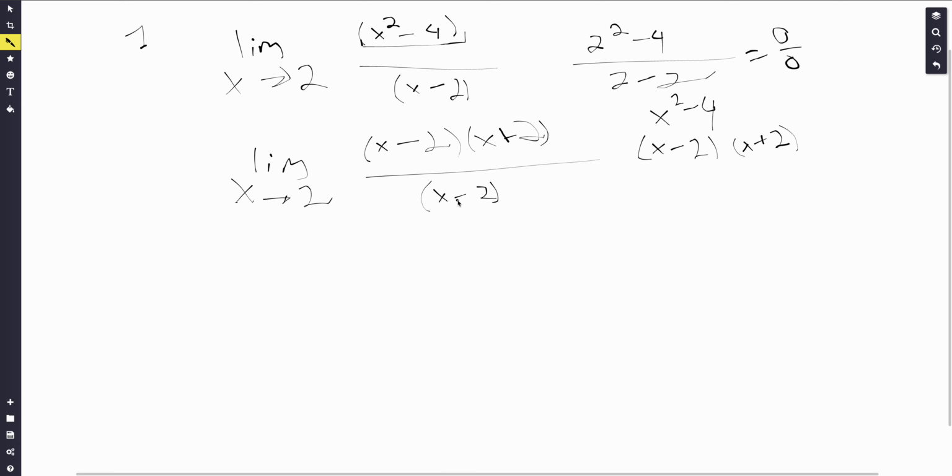Now this becomes simpler because using our algebra skills, we know that this can factor out. These two cancel out, and that becomes limit as x approaches 2 of x plus 2. And now all we have to do is plug that 2 back in, because this one satisfies the equation. So this just becomes 2 plus 2, and that's equal to 4. And that would be the answer for this limit.